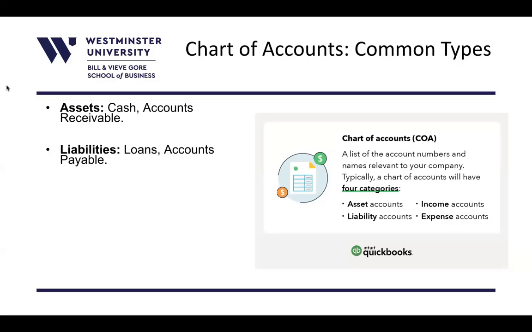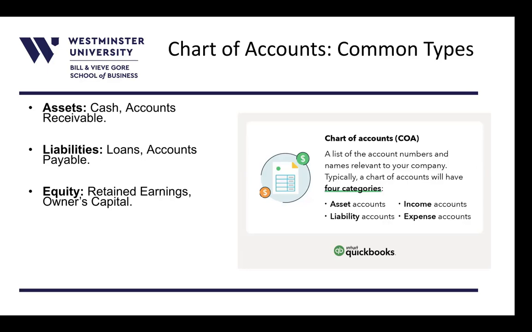Then there are liabilities, which are financial obligations of a business. This includes loans or accounts payable. Then there's equity. This is the value of the company remaining for owners after liabilities are taken account of from assets. This includes retained earnings or owner's capital.